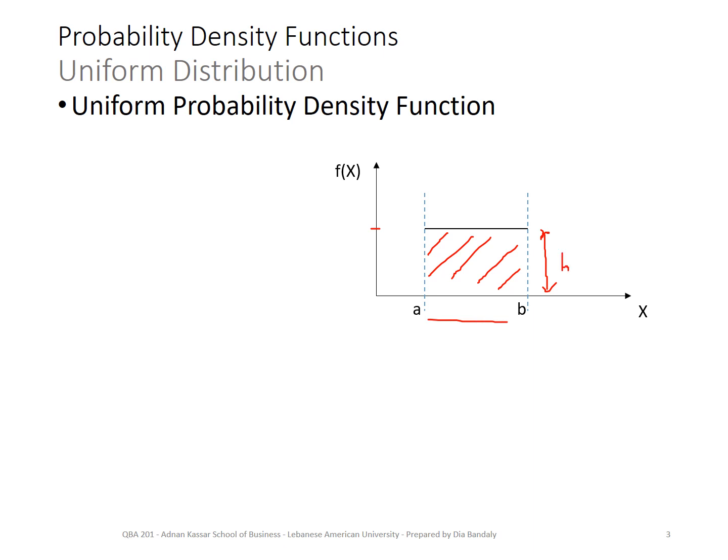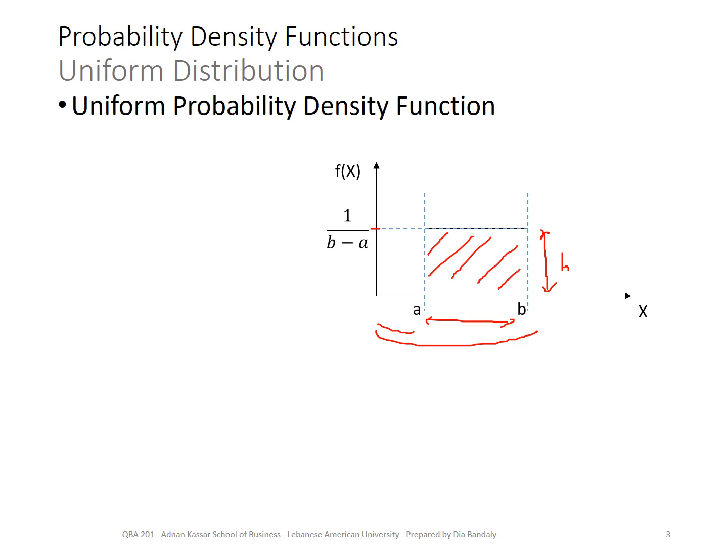The base is equal to what? Equal to that distance, which is b minus a, right? It gives me that distance. So the base is b minus a. I need to multiply it by something to make the area equal to 1. So I need to multiply it by the inverse of that, by 1 over b minus a, right?